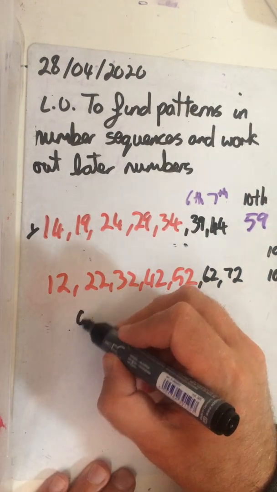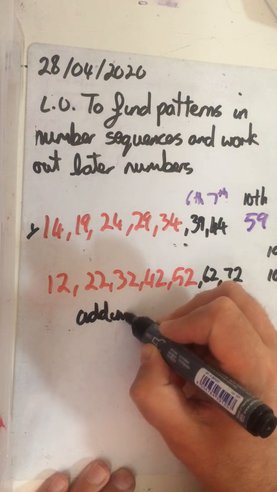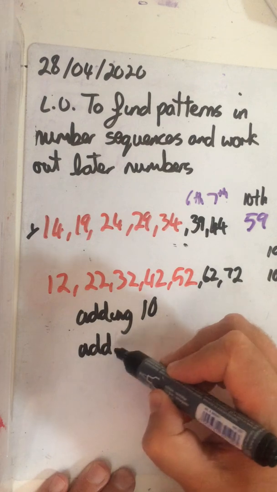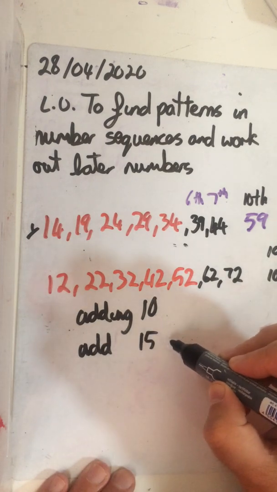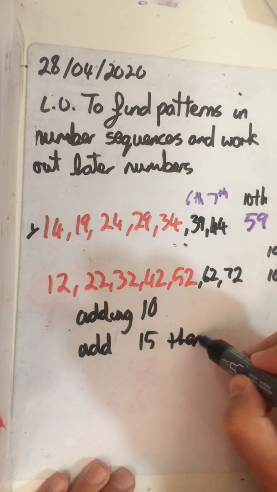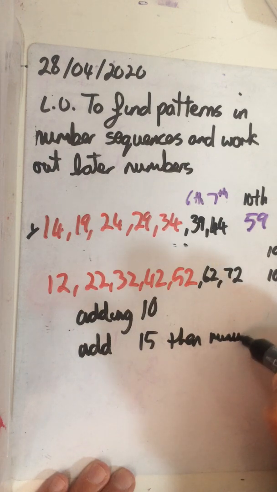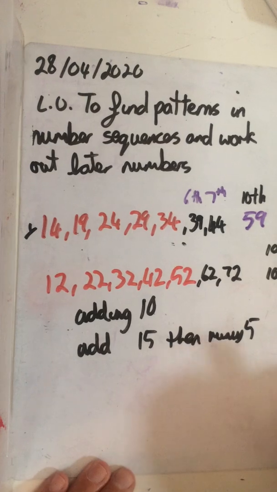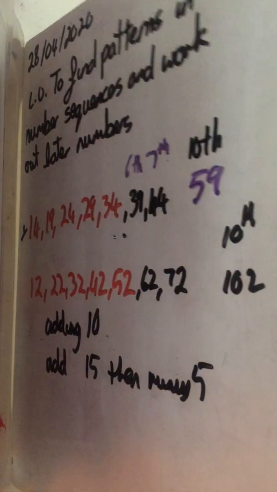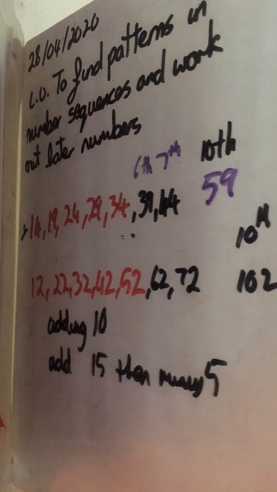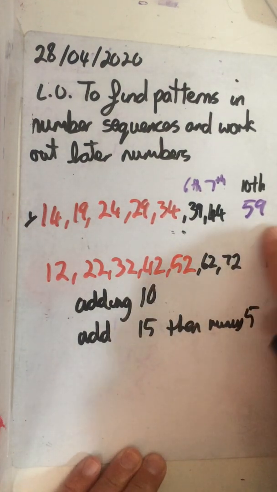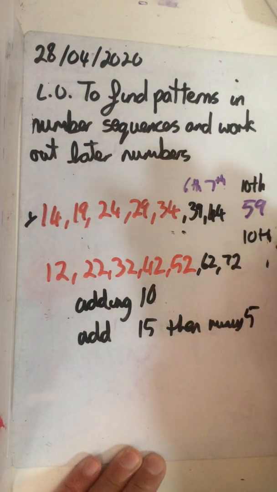Again, each time you're adding 10. If you wanted to be fancy, you could say add 15, then minus 5. You can see that on that one there. So the 10th is 102. Sorry, I'm just falling off the edge of the board. The 10th is 102.